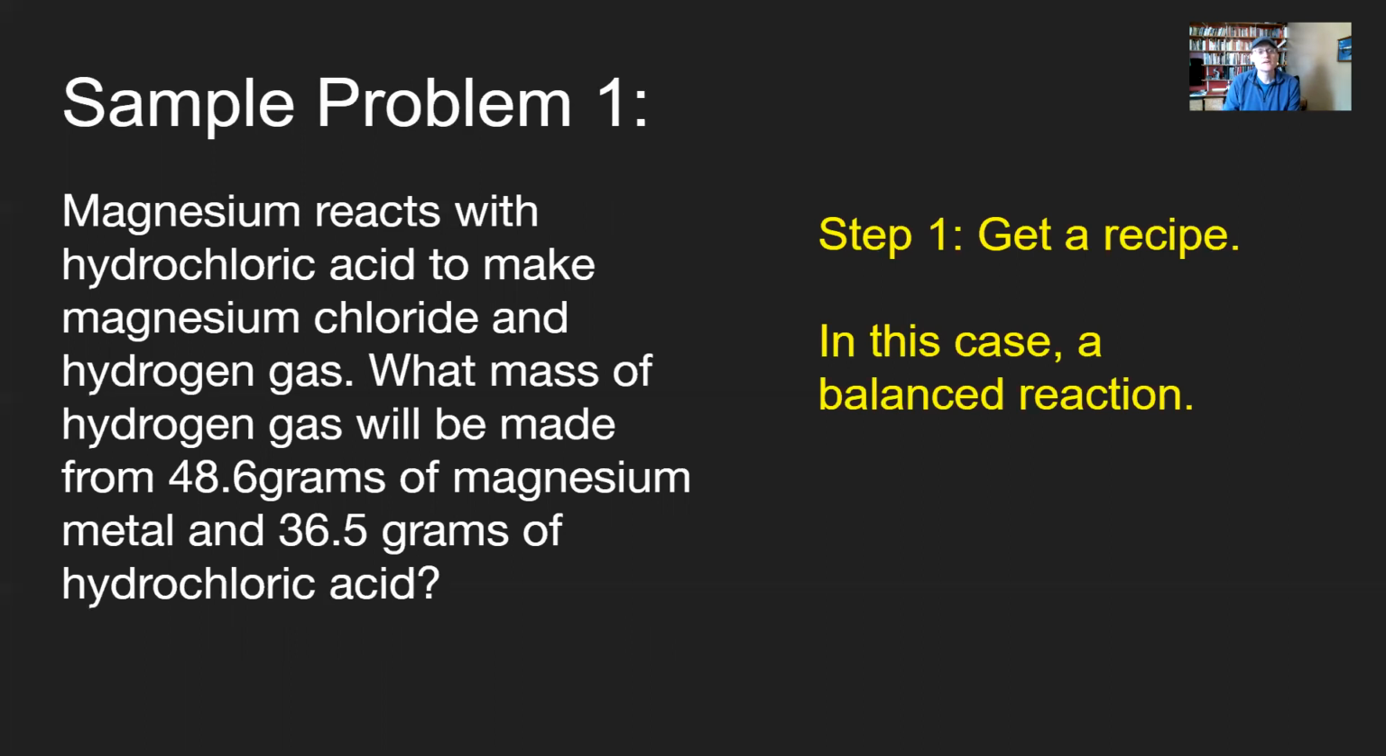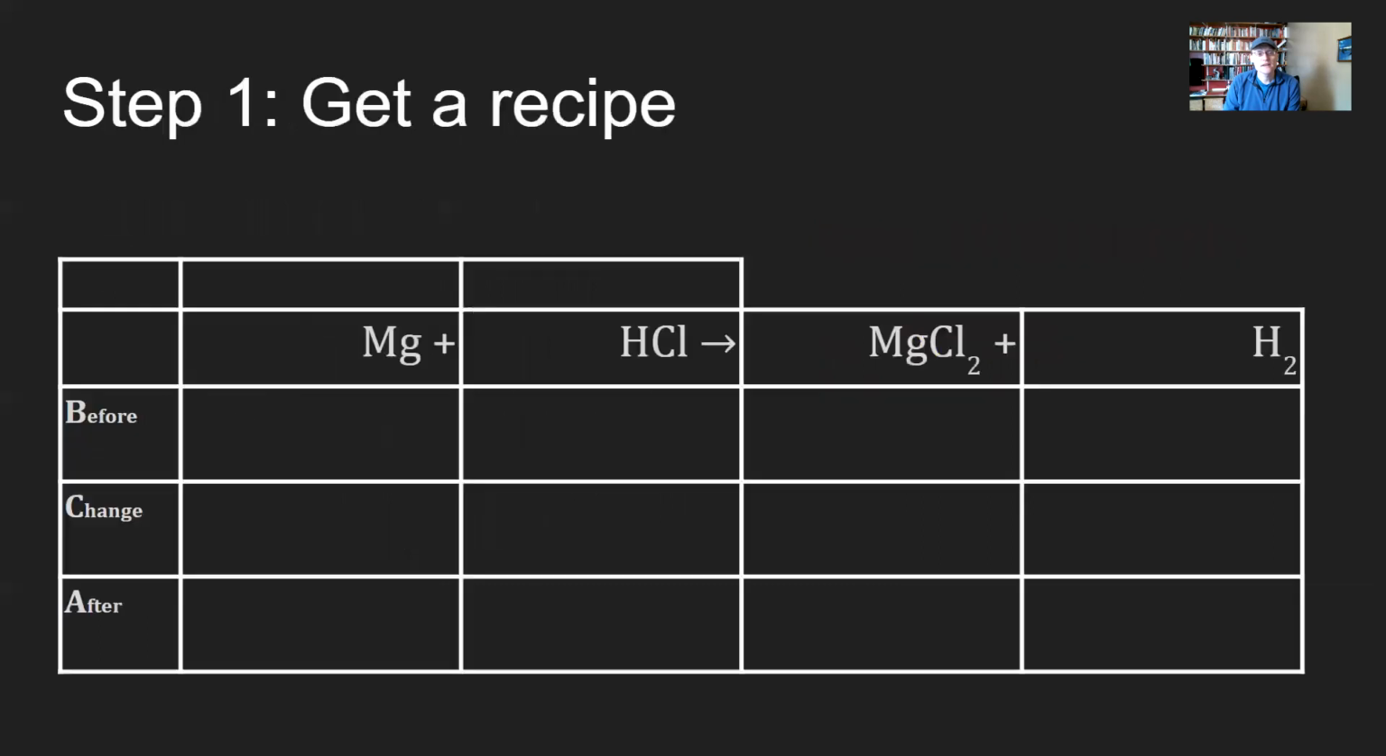So take a moment. What's the balanced equation going to look like? I'll be kind enough to give you at least the formulas to start with. You should be able to balance that equation. So for the balanced equation, you should have gotten ratios of 1, 2, 1, and 1 for the mole-to-mole ratio. All right, so now what?